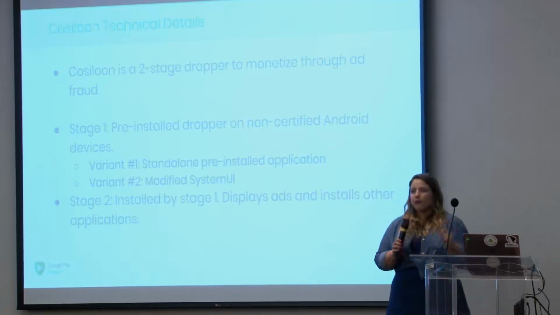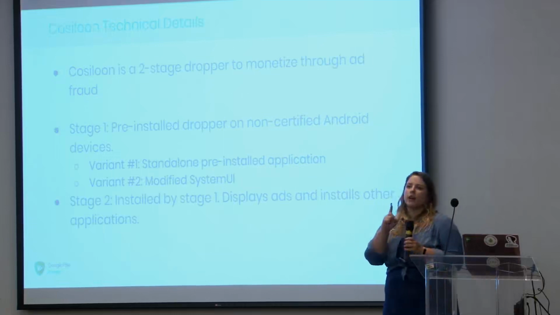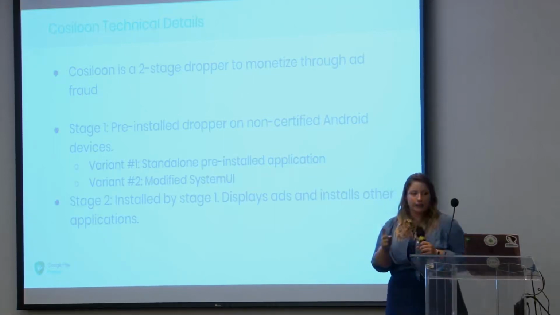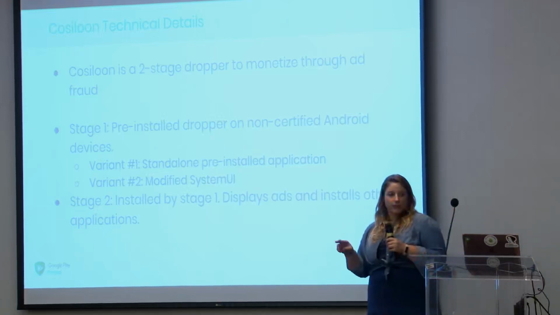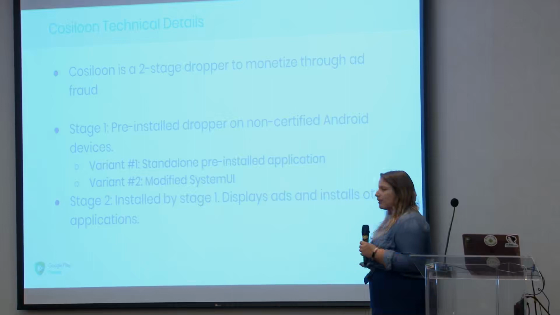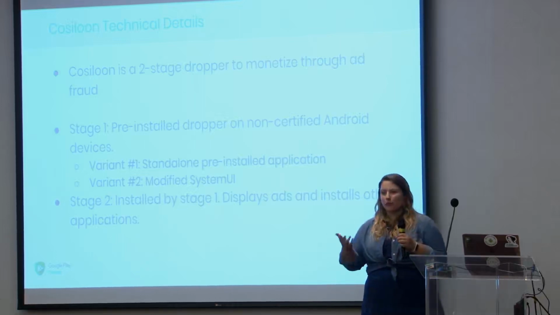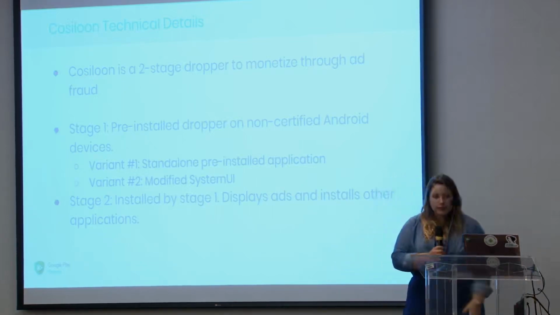So, overview of Casaloon. It's 2 stages. The first stage is pre-installed on generally low-end or non-certified Android devices. That stage 1 can come in 2 different types of variants. One is just a pre-installed application on the system partition, just general bloatware that you can see on some of the lower-end or non-certified devices.